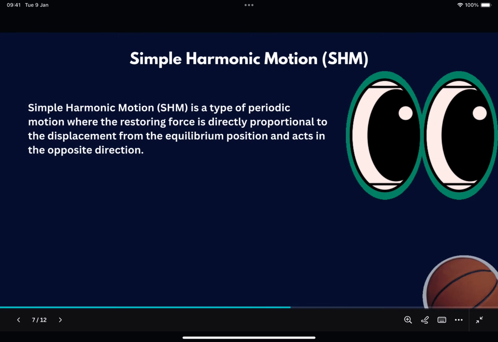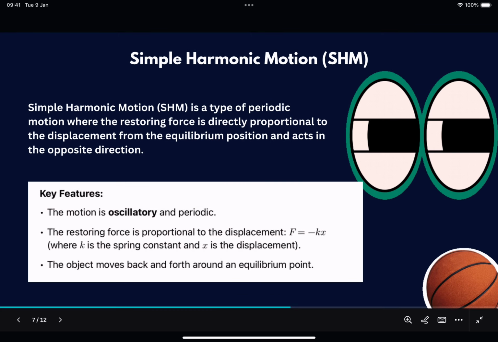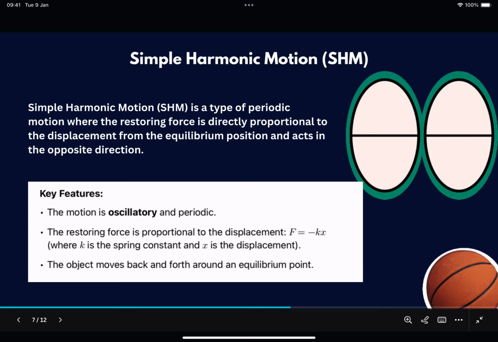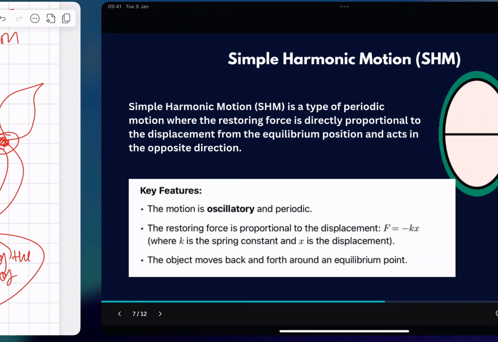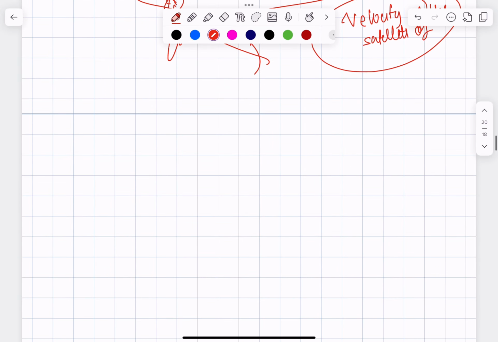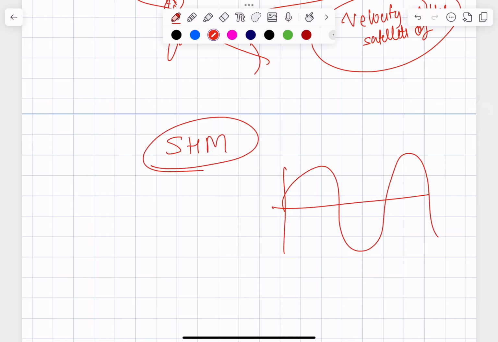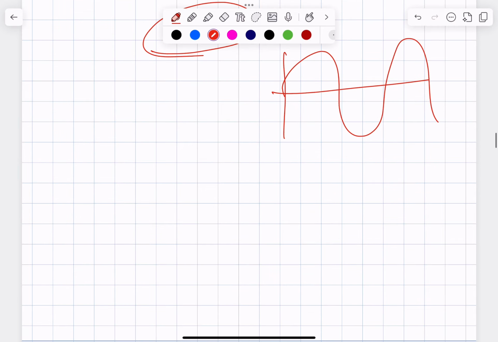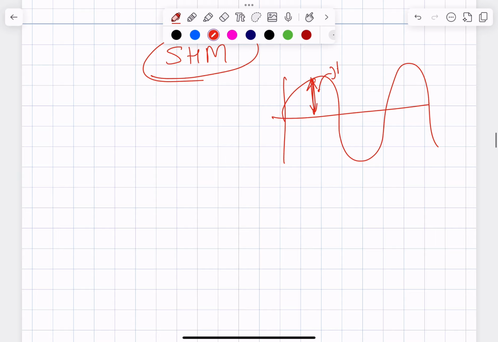All right, so simple harmonic motion is the type of periodic motion where the restoring force is directly proportional to the displacement. Whenever I talk about SHM, that is simple harmonic motion, I always talk about something like this. Just to remember right now, and I will be making a separate video again, this is known as amplitude and this is the origin. So here the force is directly proportional to the displacement.